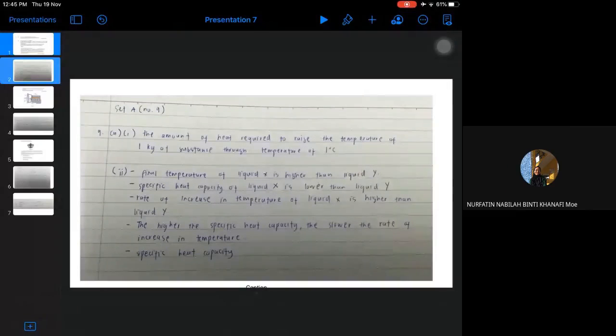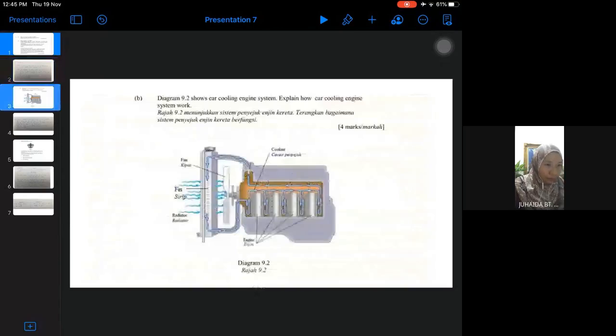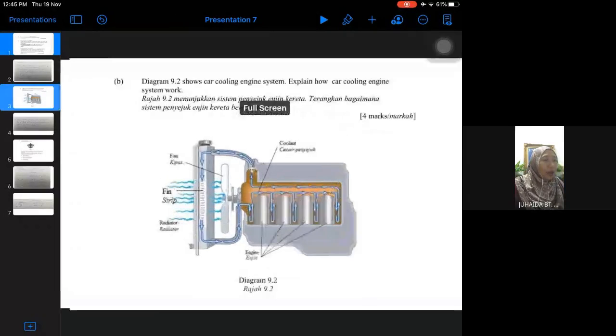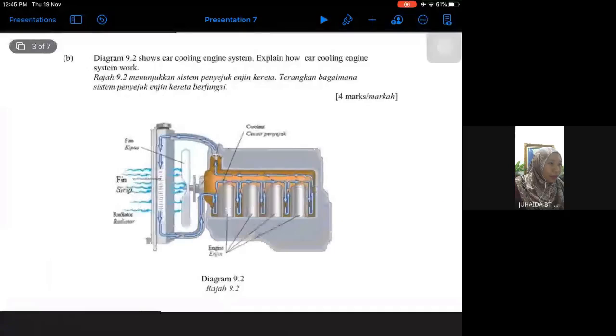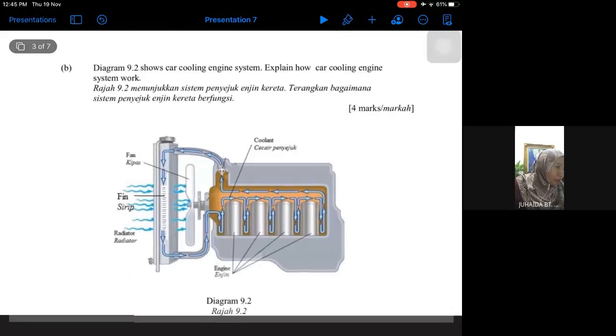So, this question Bakish will present. Okay. Where is Bakish? Okay, show me the diagram. Okay, ni. Can you see the radiator in diagram 9.2? Can you make it bigger so that all of us can see the diagram? Okay. Alright. A bit more? A bit more.